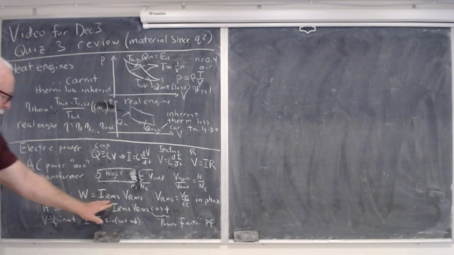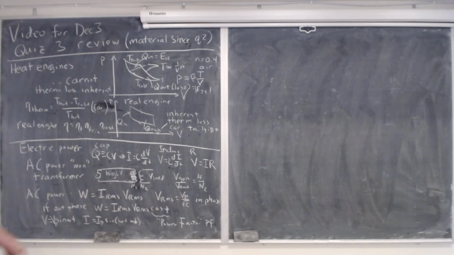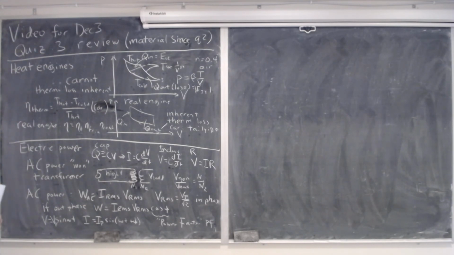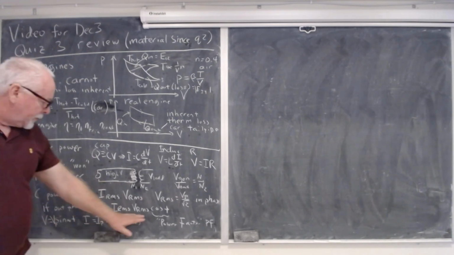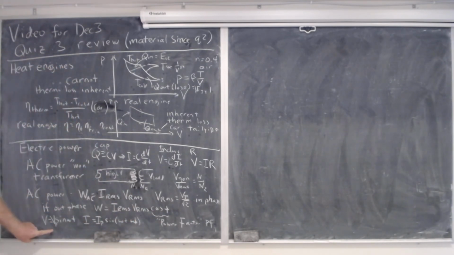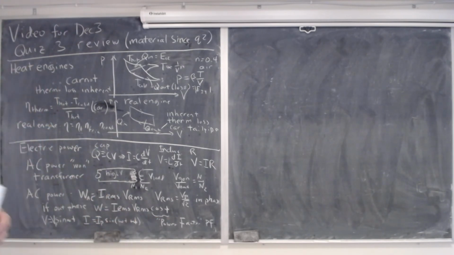And so we learned about RMS, where the RMS is the peak divided by root 2, and so from sinusoids, W is for AC IRMS, VRMS. If they're out of phase, it's IRMS, VRMS, cosine phi, where cosine phi is the power factor. Phi there is the phase difference between current and voltage. So like if V is Vp sine omega t and I is Ip sine omega t plus phi, that's the phi we're talking about there.